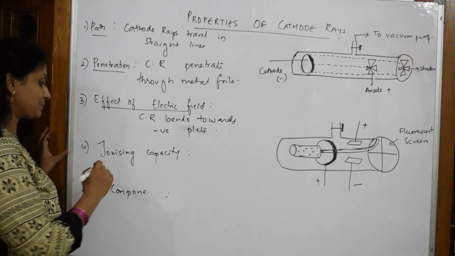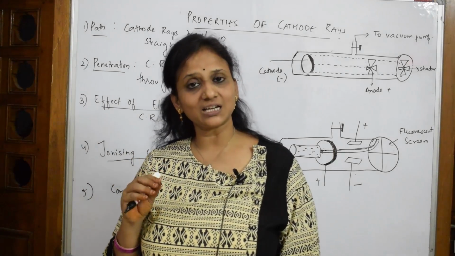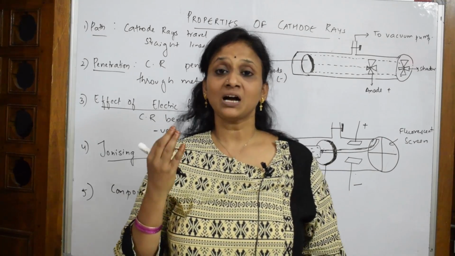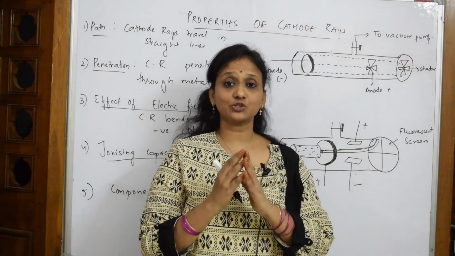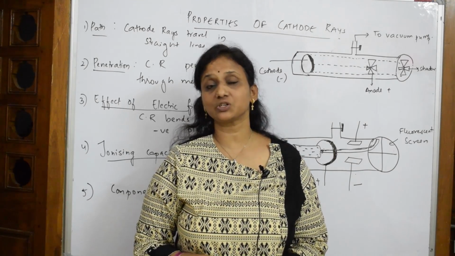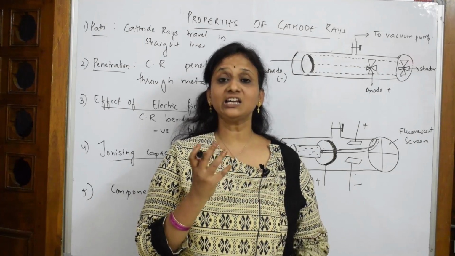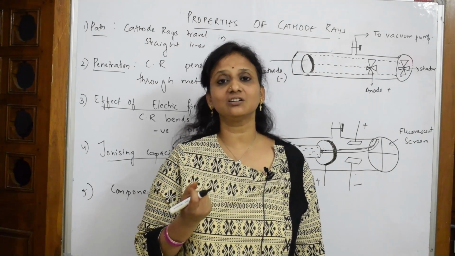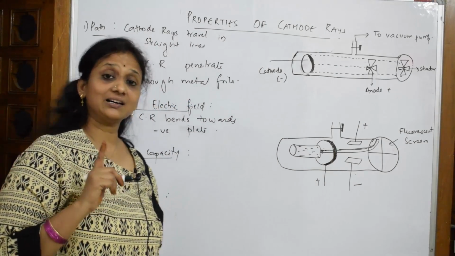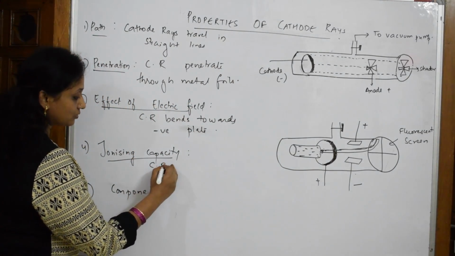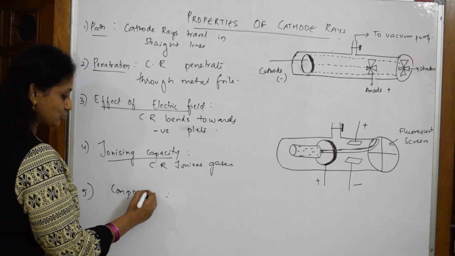Ionizing capacity: as we have seen, cathode rays ionize gases, isn't it? Because of that ionization of gases only, I could see that faint greenish incandescence inside the discharge tube. I told you, isn't it? When the pressure was reduced to 10⁻², the whole discharge tube had a faint greenish incandescence of light inside. So what should you write? Cathode rays ionize gases. Done. Let us come back to components.